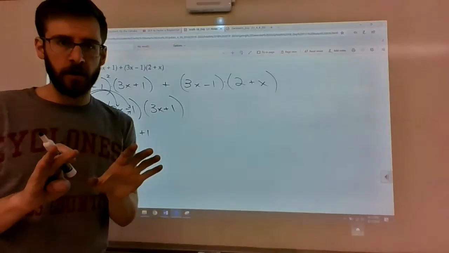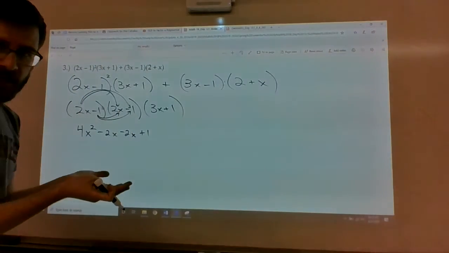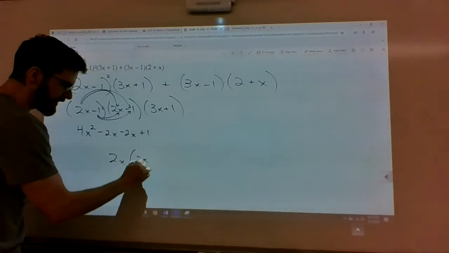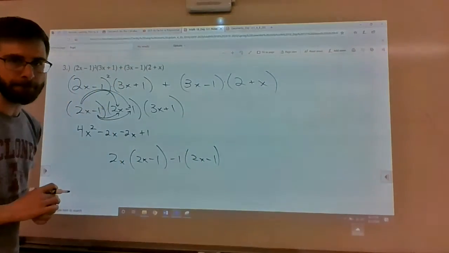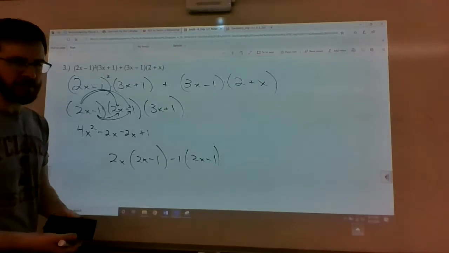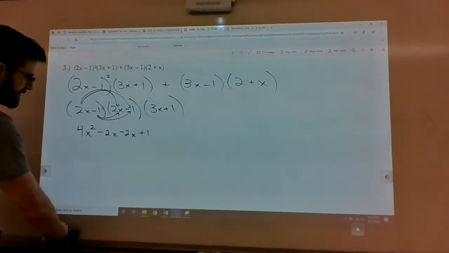If you feel way more comfortable writing it out as we did, and by writing it out I mean literally saying 2x parentheses 2x minus 1, negative 1 parentheses 2x minus 1, I skipped that step. If you feel comfortable skipping the step, go ahead. Life is short. If we write too many steps down, we're going to miss out on other stuff.